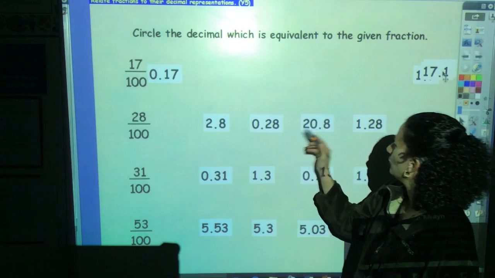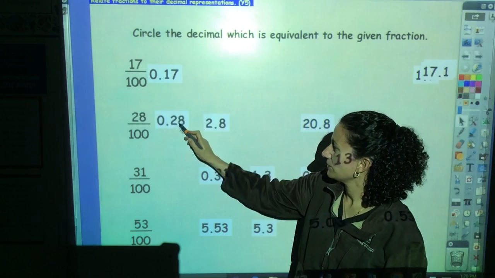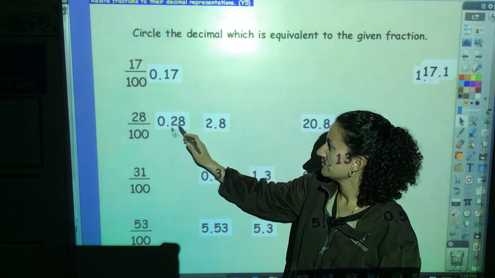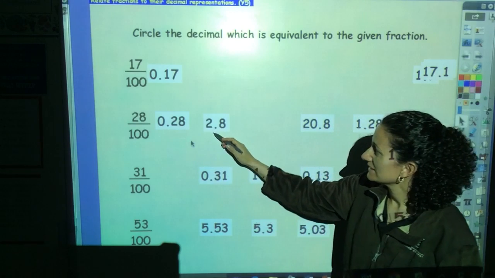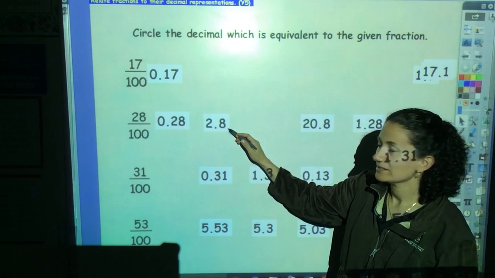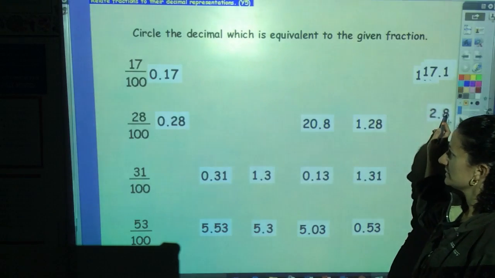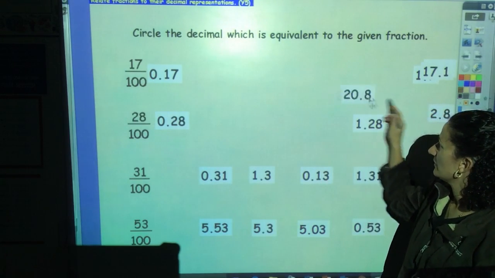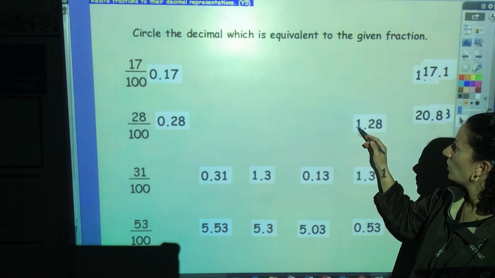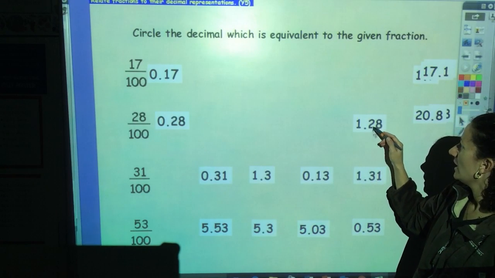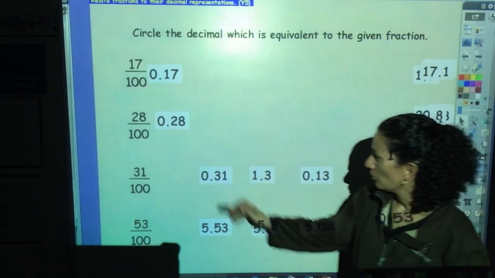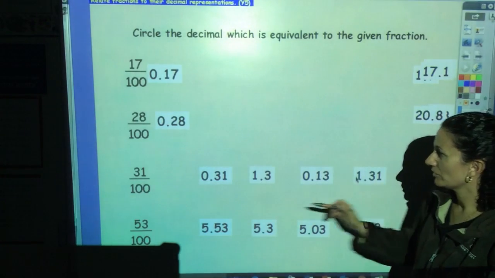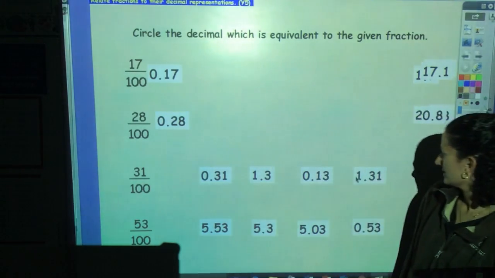28/100ths. Hopefully you chose this number right here. 0 and 28/100ths. So this is 2 and 8/10. Not the same thing. This is 20 and 8/10. Definitely not the same thing. And this is 1 and 28/100ths. Okay, which one of these decimals did you pick for 31/100ths?